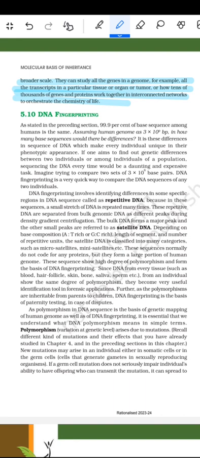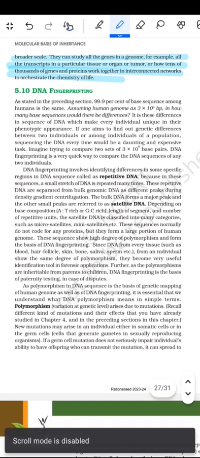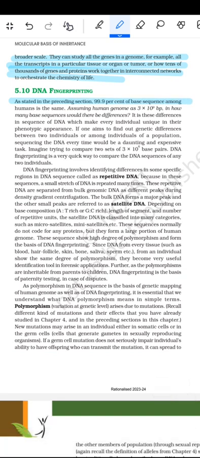Next comes DNA fingerprinting. As stated in the preceding section, 99.9% of the base sequence among humans is the same.